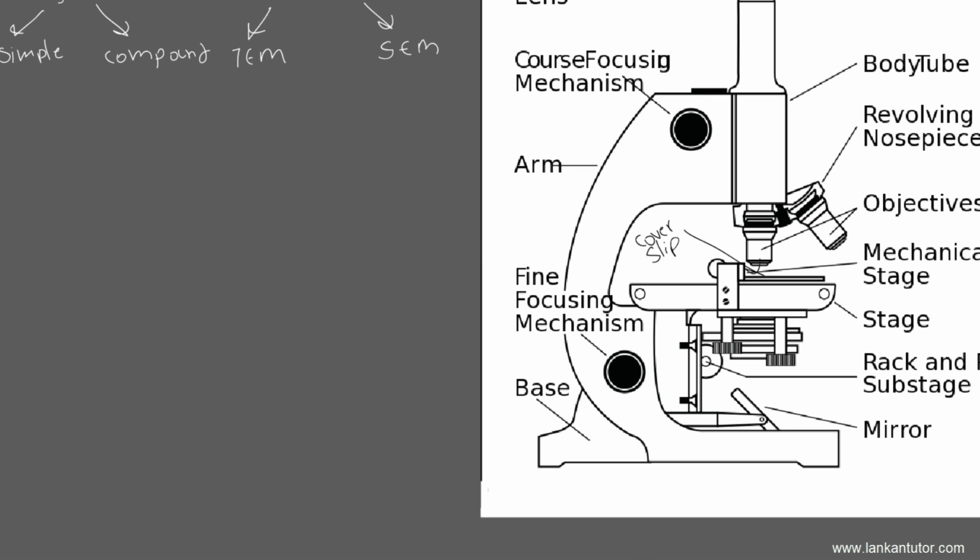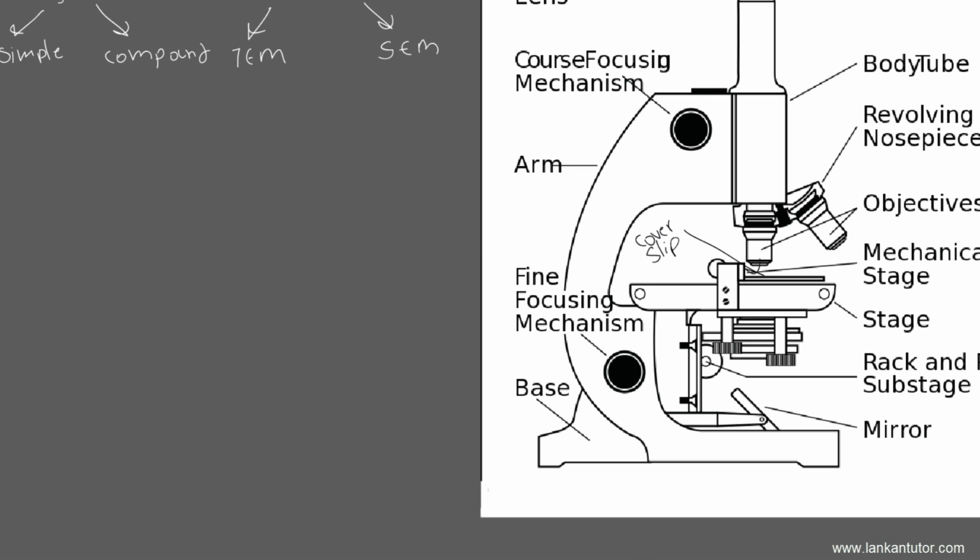Now, when you're placing a specimen, you put it in the slide and you lock them into place with the stage clip. And there is a condenser and there is a reflecting mirror below that. What the mirror does is it brings light onto the stage or onto the slide so you can observe it. And finally, there is the foot of the microscope.